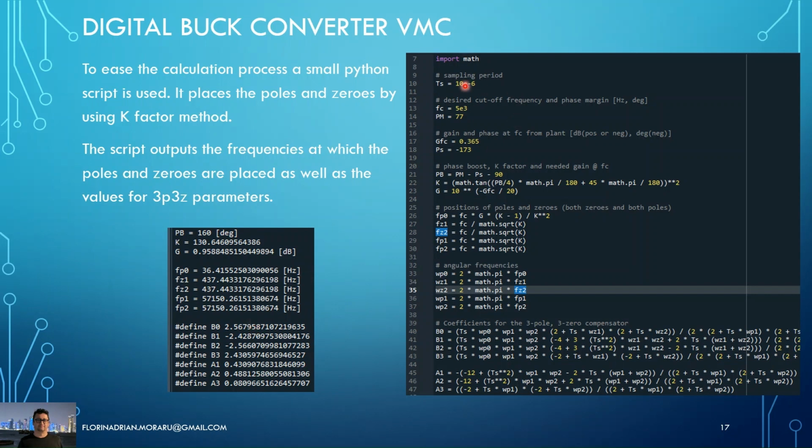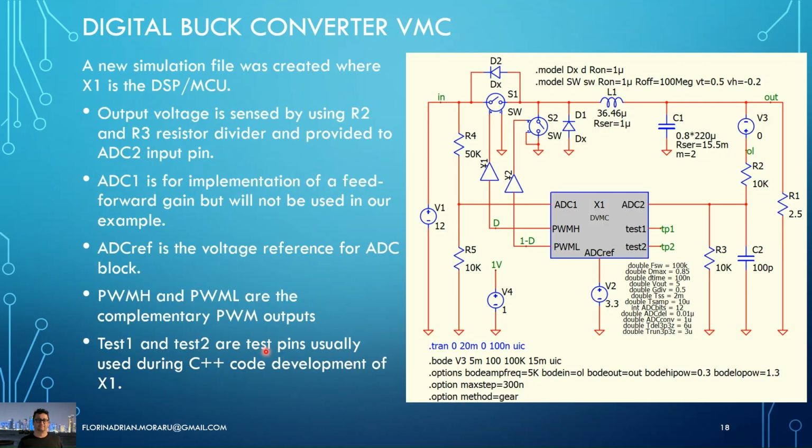To easily calculate, for iterative calculation, I created a small Python script. As inputs we have the switching frequency, the cutoff frequency, the phase margin, and the values extracted for the plant transfer function, and then it calculates the parameters needed for the linear difference equation. It outputs the frequencies where the poles and zeros are placed and the parameters. This is what I am mostly interested in. So I will simply copy and paste this into our C++ file.